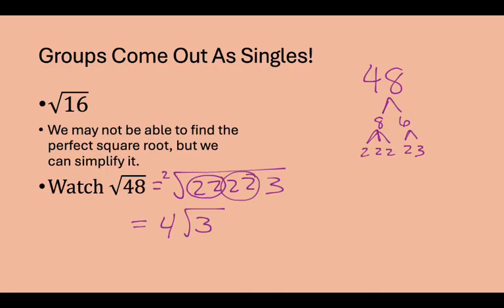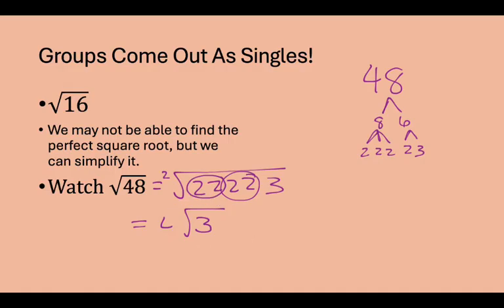48 does not have a perfect square root, but we can pull some square roots out of it so we can still do some simplifying with it later, or adding and subtracting and multiplying with it. So we are simplifying the radical by doing this. Another way of writing the square root of 48 is 4 square root 3.